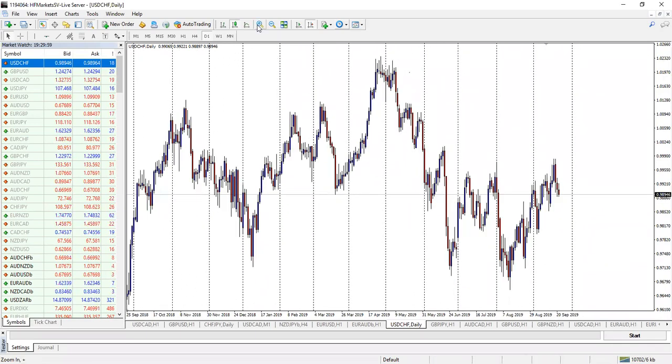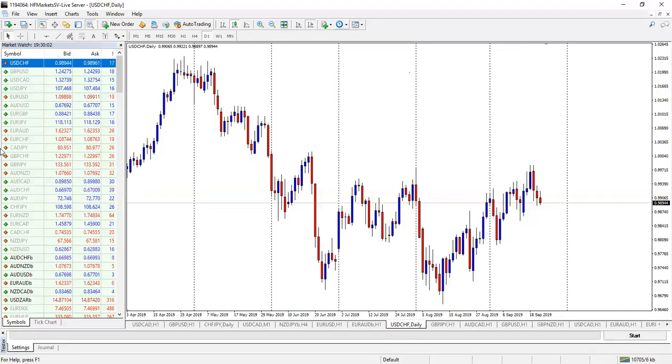We are having this one. This is USD Swiss franc, guys. And you can see USD Swiss franc at daily time frame. Daily time frame is just like that.